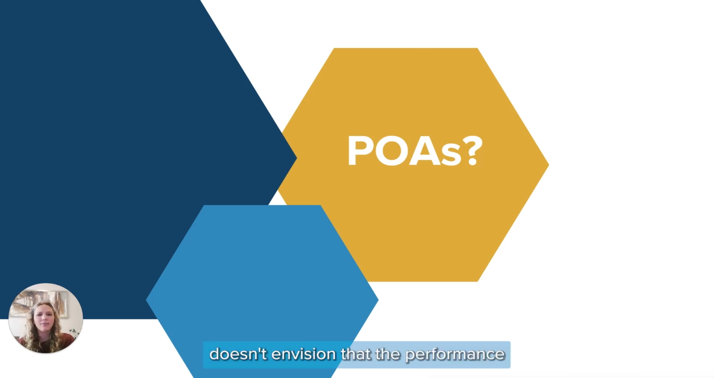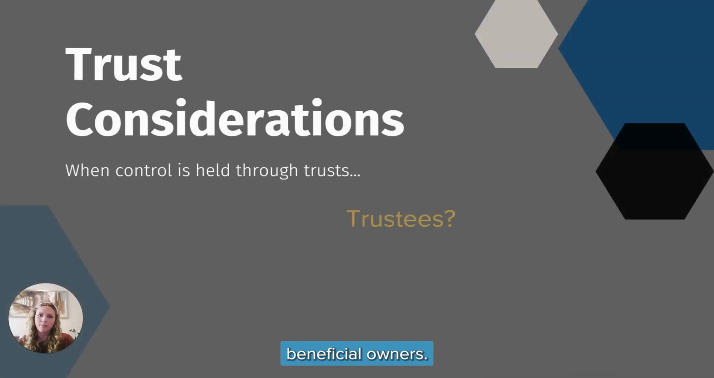Now, FinCEN doesn't envision that the performance of ordinary, arm's-length advisory or other third-party professional services to a reporting company would give that individual the power to make the important decisions. This means that if a tax or legal professional is acting merely as an agent within the scope of providing their professional services, they would not be considered beneficial owners.